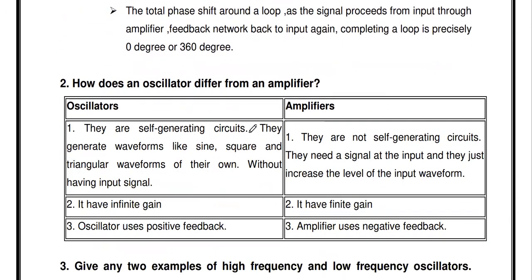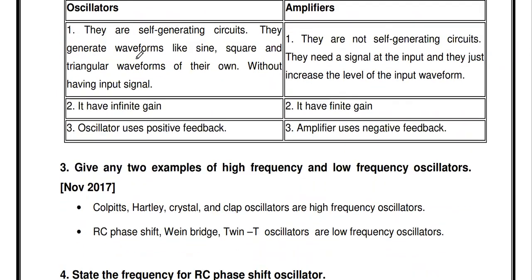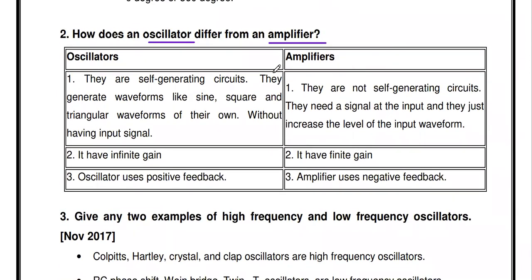Then the next one: how does an oscillator differ from an amplifier? Both oscillator and amplifier are transistor based circuits. The difference is that the oscillator is a self generating circuit. The oscillator will generate its own waveform, like a sine wave, square waveform, triangular waveform, sawtooth waveform, and so on, without any input signal. So the oscillator generates its own waveform without giving any input signal.